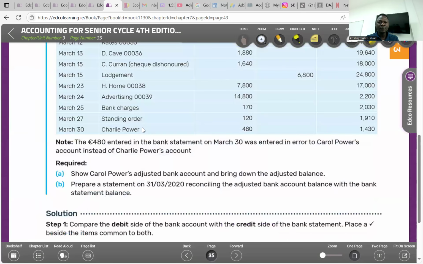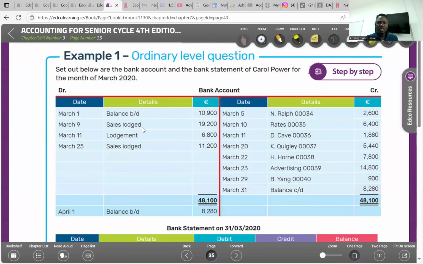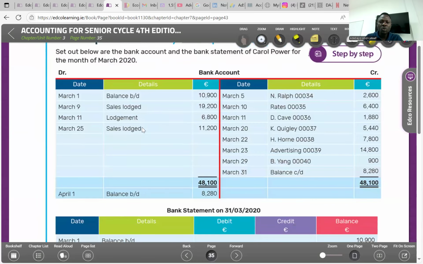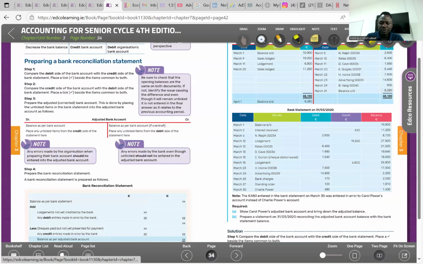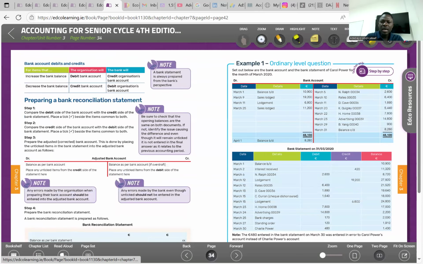So here we have a question. We have the bank account. What we do here is compare the bank account with the bank statements. Let me split the page into two so that it becomes easier for us to see. Here we have a bank account and the bank statement. We're going to compare the debit side of the bank account with the credit side of the bank statement, and we're going to compare the credit side of the bank account with the debit side of the bank statement.